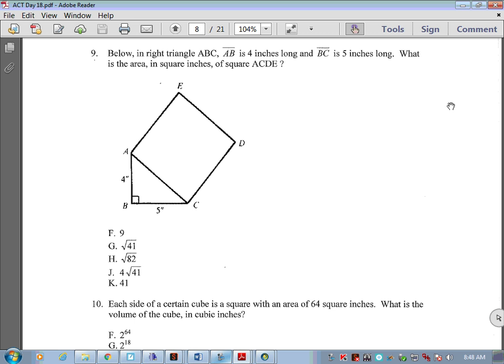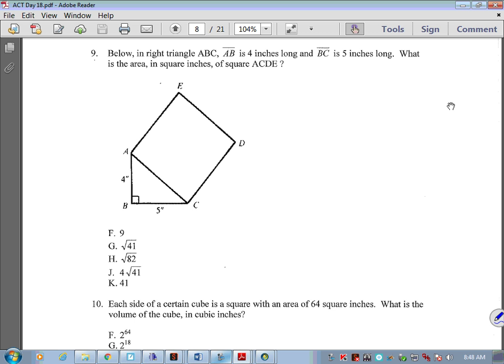Let's see. Pythagorean theorem, right? I see where I messed up. I got 4 radical 41, but I forgot that whenever you multiply radicals by radicals, it cancels the radical. We should get just radical 41, because it's going to be 4 squared plus 5 squared, so 16 plus 25 is 41.